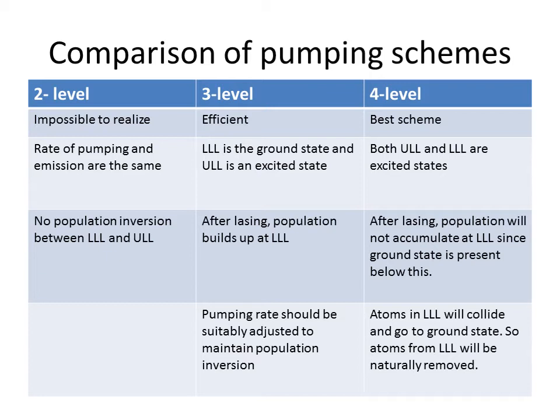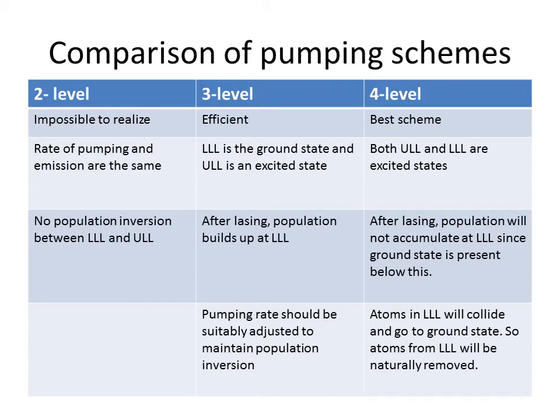And in the case of 3-level system, lower laser level is the ground state and upper laser level is an excited state. But the problem is after lasing the population builds up at the lower laser level. So therefore we have to suitably adjust the pumping rate in order to maintain population inversion and laser action again.